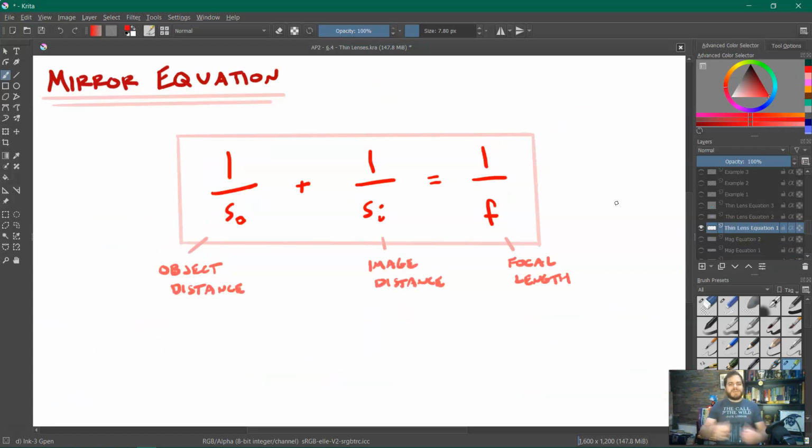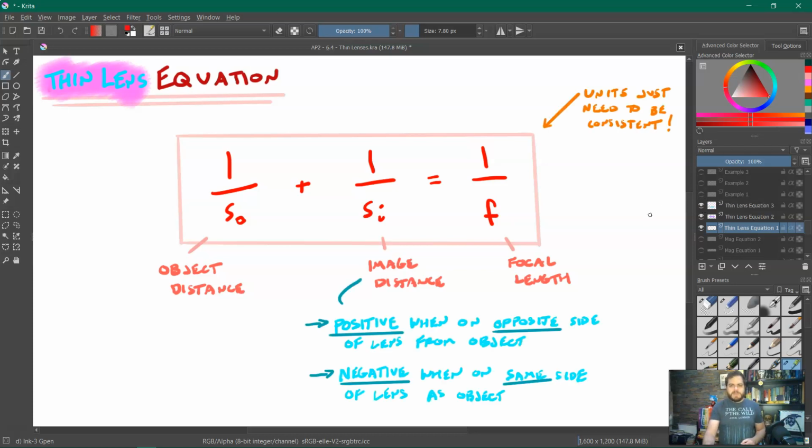Additionally, we also can continue to use the mirror equation. However, I should go ahead and tell you that this usually is not called the mirror equation. It's in fact usually called the thin lens equation. It just happens to also work for mirrors. So 1 over s_o plus 1 over s_i equals 1 over f. The exact same thing here, exact same equation.